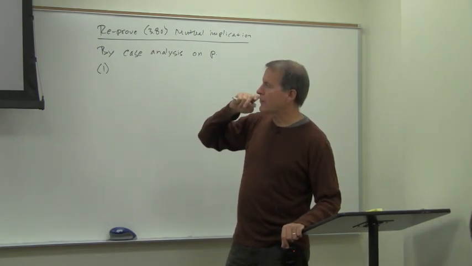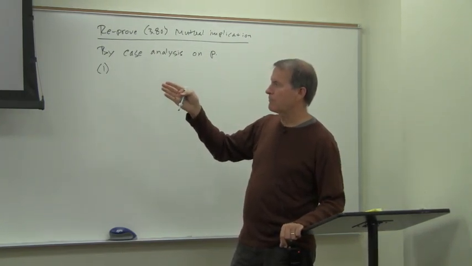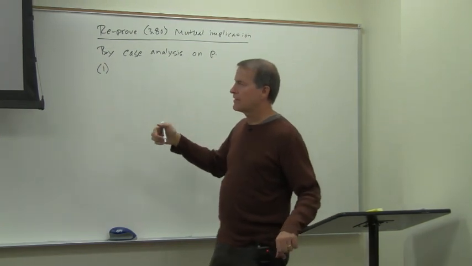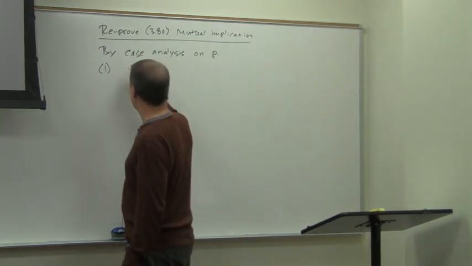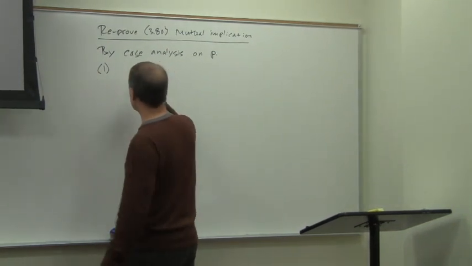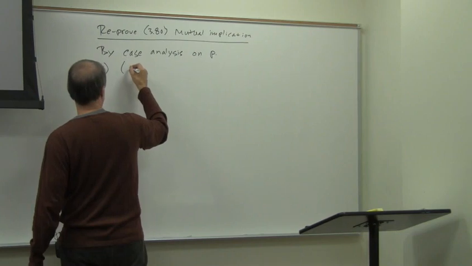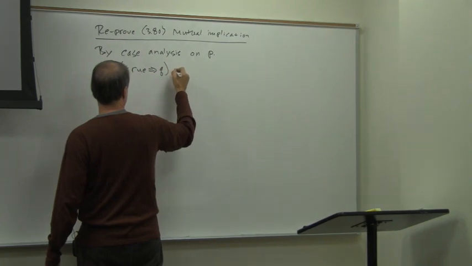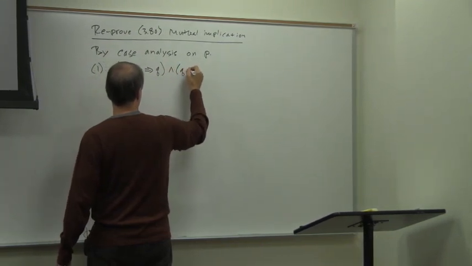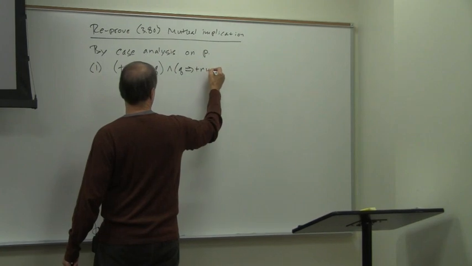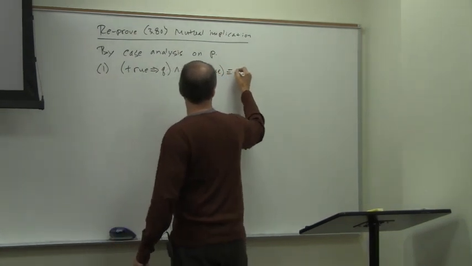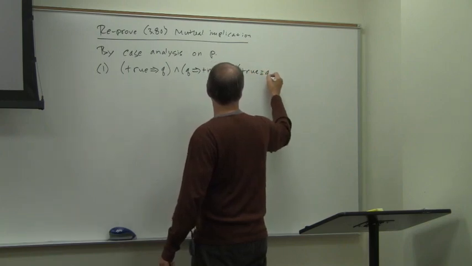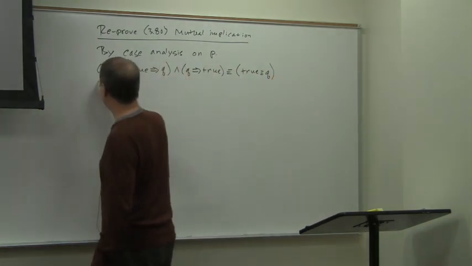So let's write down 3.80 with P replaced by true. Somebody tell me what to write down. If we write down 3.80 with P replaced by true, what do you have? True implies Q and Q implies true equivales true equivales Q. Okay, that's 1.